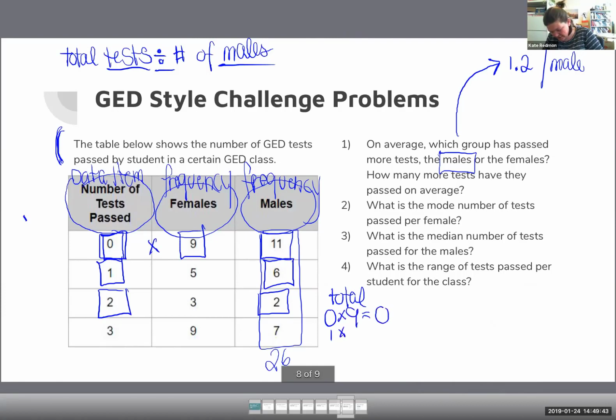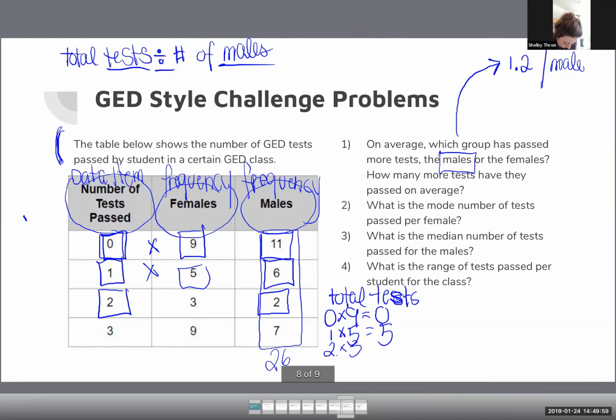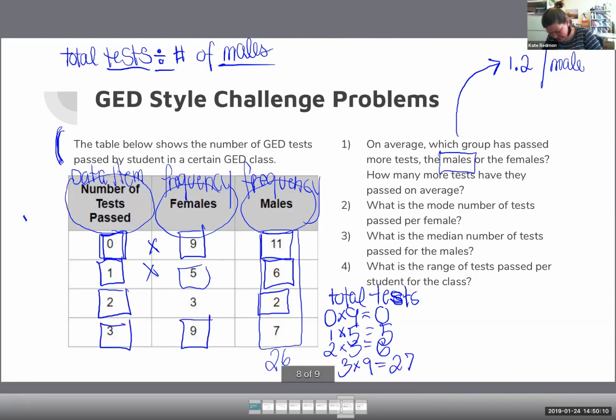1 test passed by 5. That's 5 total among those 5 ladies. And then what would my next row say? 2 times 3. Exactly. 3 women had passed 2 tests. That's a total of 6 tests among them. And then our 3 times our 9. 3 tests passed by 9 different females for a total of 27 tests.